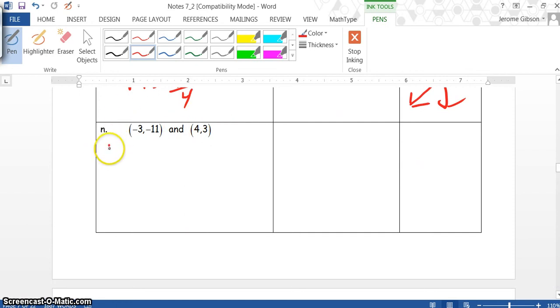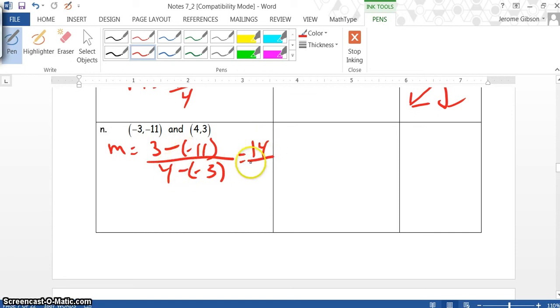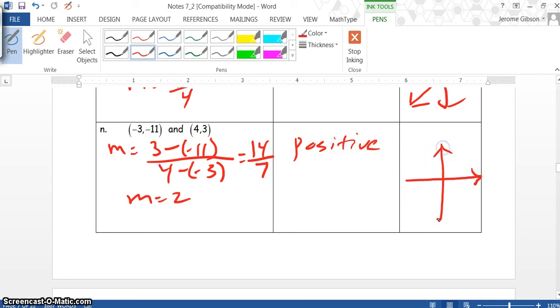Now we come here. Our slope, y sub 2 minus y sub 1 all over x sub 2 minus x sub 1. 3 minus a negative 11 is 14, because these two minuses will become a plus. 4 minus a negative 3 will give us 7. So your slope is 2. So it's positive. Again, we must draw another graph.